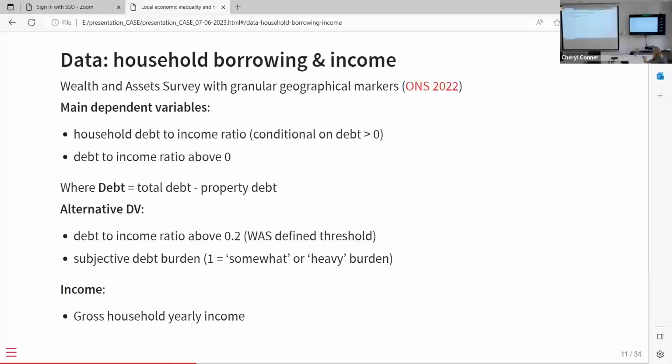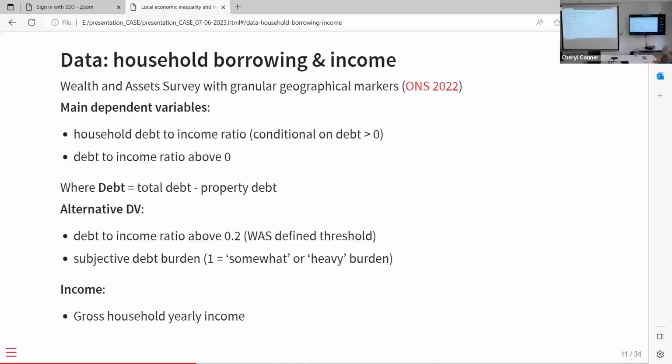Now for the definitions of borrowing and income. From the Wealth and Assets Survey, it's secure access, so I have these very granular geographical markers, MSOA and below actually. The main dependent variable is going to be like the Cobian et al. paper, debt to income ratio. I'm going to take two measures here. First, debt to income ratio conditional on a household having some debt, so just this positive debt value. And then also this binary, whether a household has any debt at all, so debt to income is above 0. It's sort of 1 and 0, with 0 as the zero category.